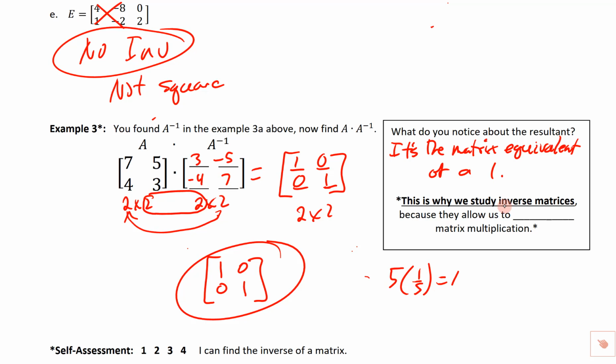Okay, so this is why we study the inverses of matrices, because they allow us to undo multiplication. They allow us to undo matrix multiplication. So go ahead and do the self-assessment right there, and then get started on the assignment.